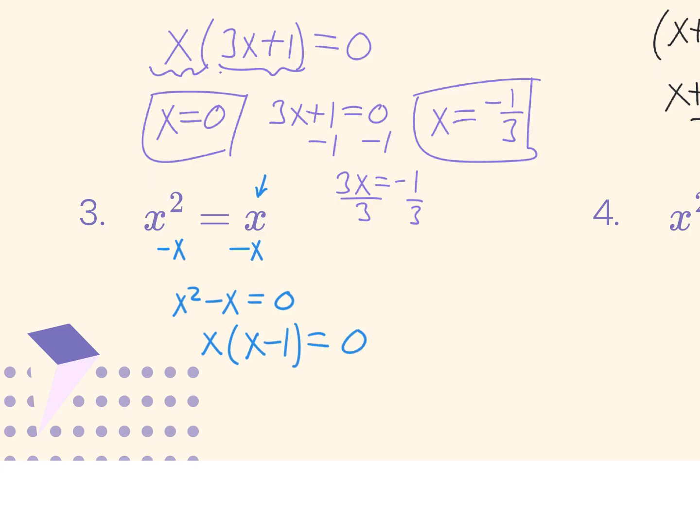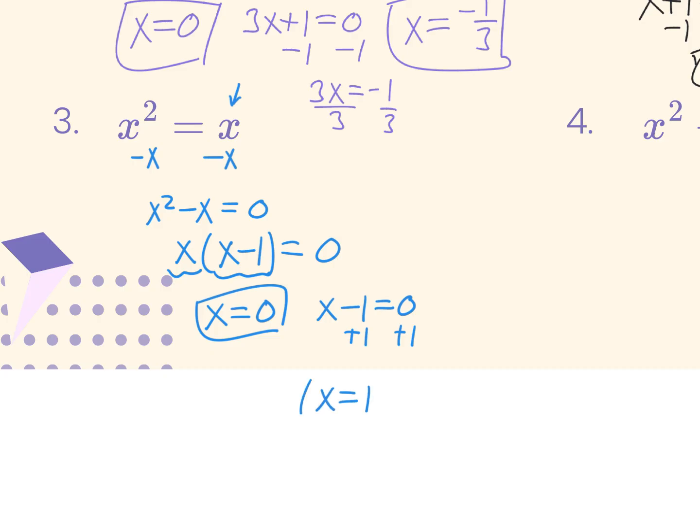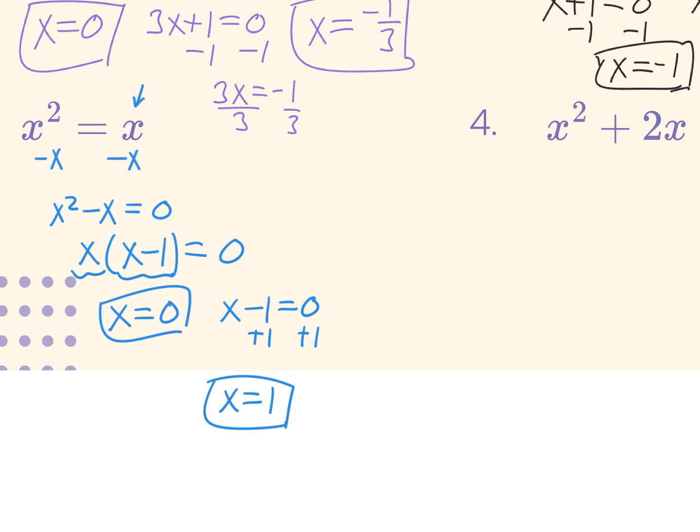And then again, use your zero product property. I'm going to set each of my factors equal to 0. So I get x equals 0 and x minus 1 equals 0. X equals 0 is already solved. X minus 1 equals 0, I can add 1 to both sides, and I get x equals 1. All right, 2 solutions there.